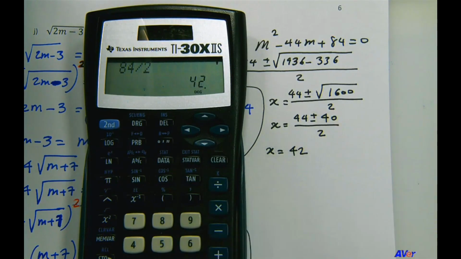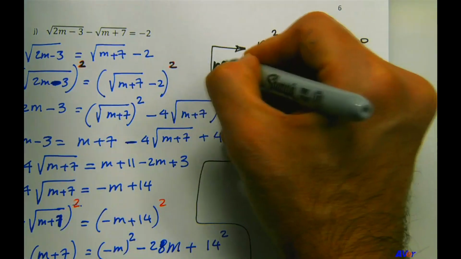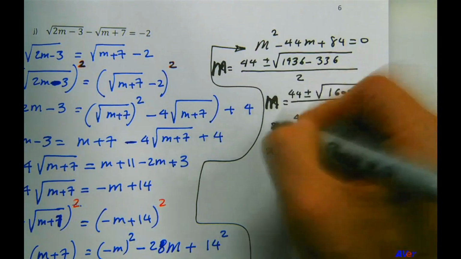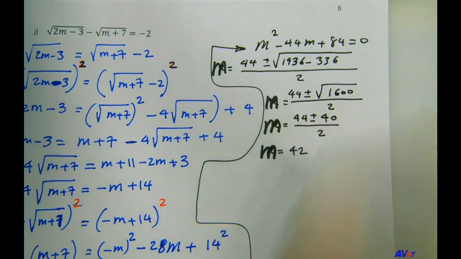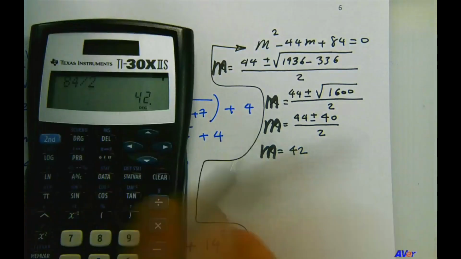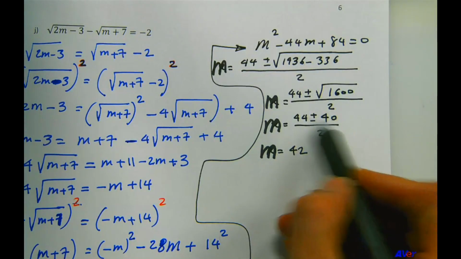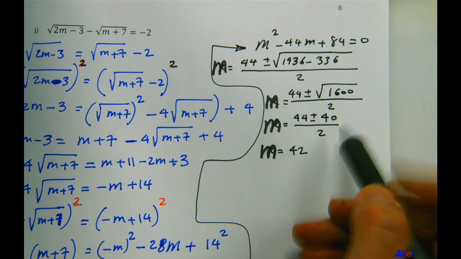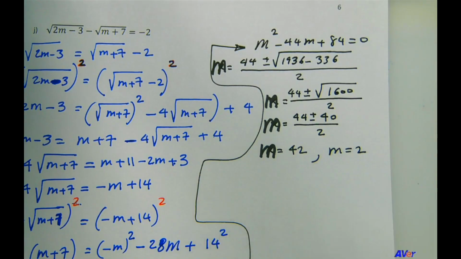So that's one of the x values, or m values, sorry. Let me make this correction. Instead of x, this would be m. All of these would be m instead of x, like that. Okay, so one of the m values is 42. What's the other one then? The other one is 44 minus 40. That would be positive 4 over 2, which is 2. So m equals 42, m equals 2. So we came up with two solutions.